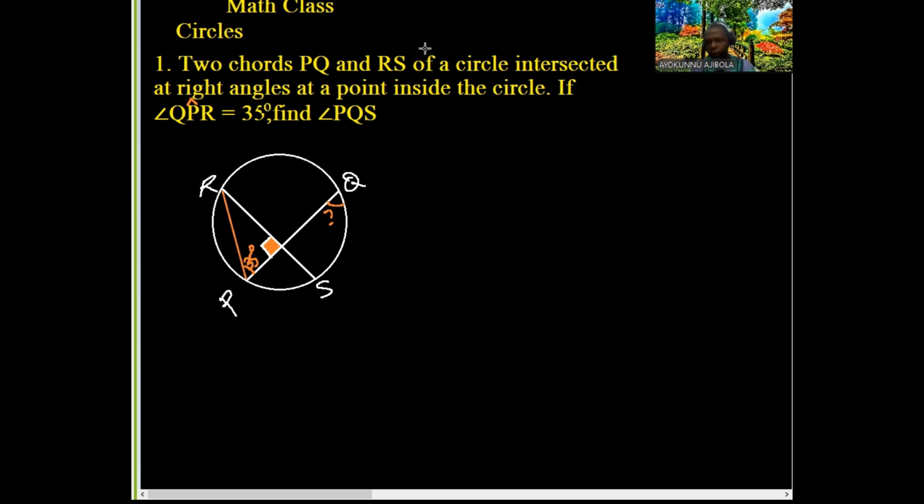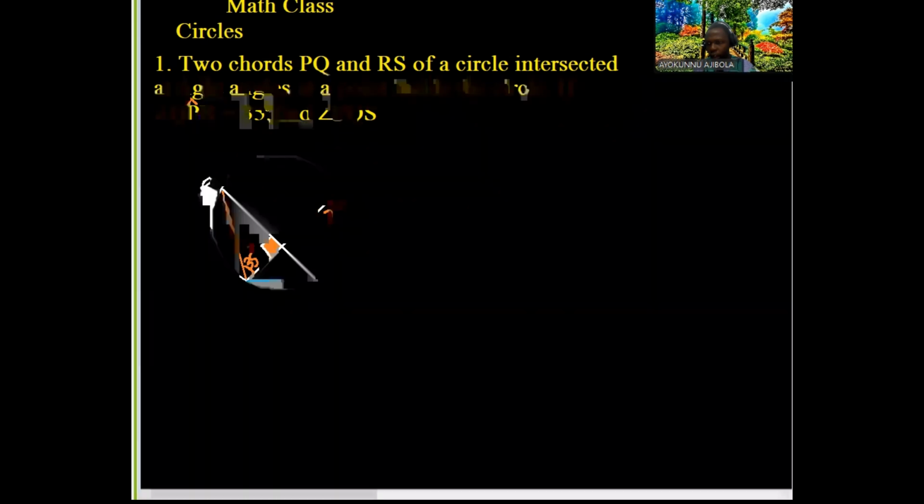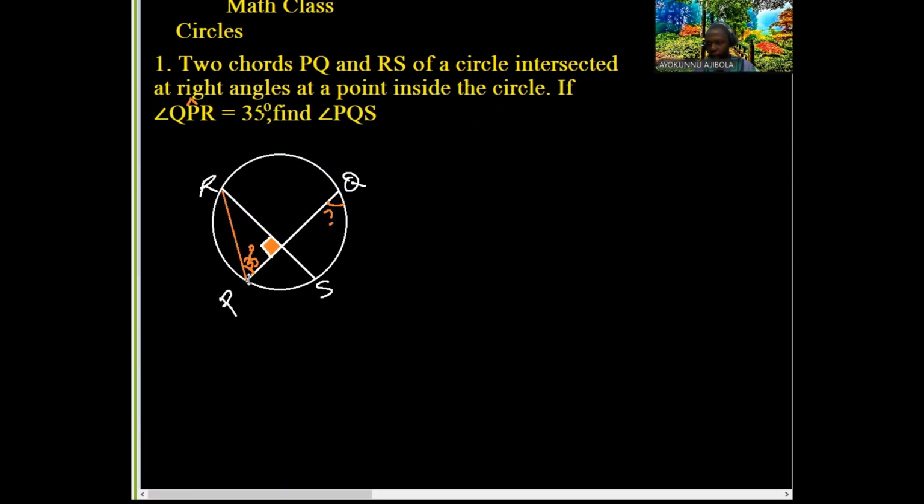There is a principle here that's going to hold. I want to introduce another chord. Look at this blue line. Can you see this blue line? Yes, sir. Now, this blue line is a chord that subtends two angles at the circumference.